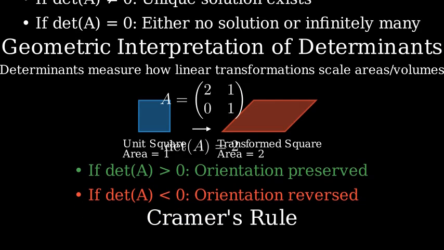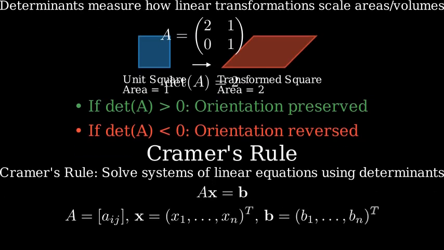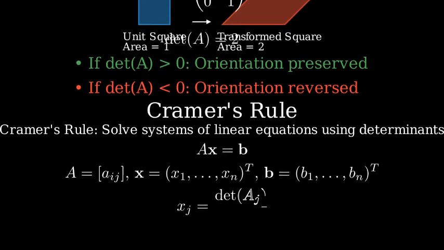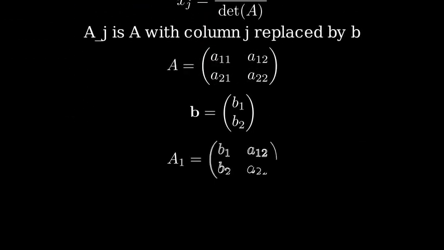Now, let's move on to Cramer's rule, which is a method for solving systems of linear equations using determinants. For a system of n linear equations in n unknowns represented as Ax equals b, Cramer's rule gives us a direct formula for each variable. For each variable x sub j, we calculate the ratio of 2 determinants: the determinant of a modified matrix, A sub j, divided by the determinant of the original matrix, A. The modified matrix, A sub j, is formed by replacing the jth column of A with the vector b.